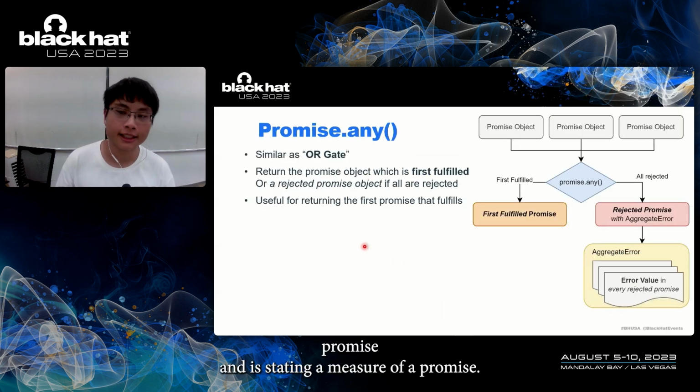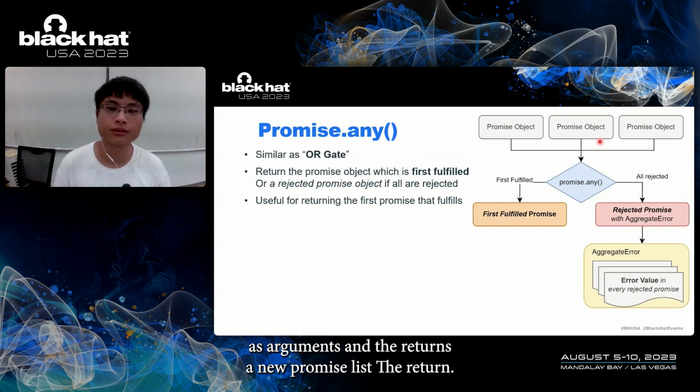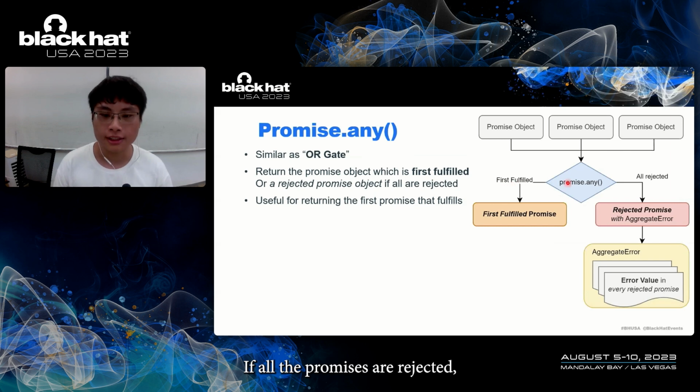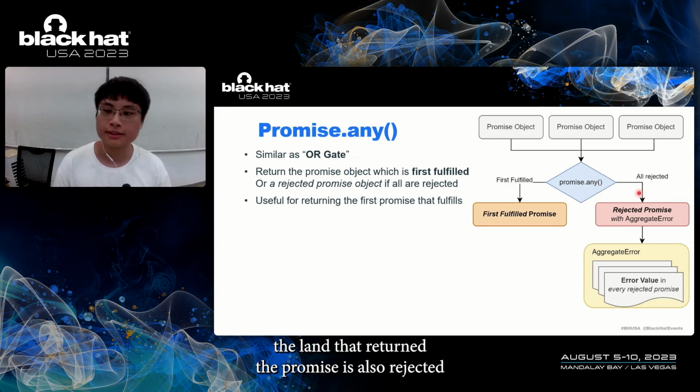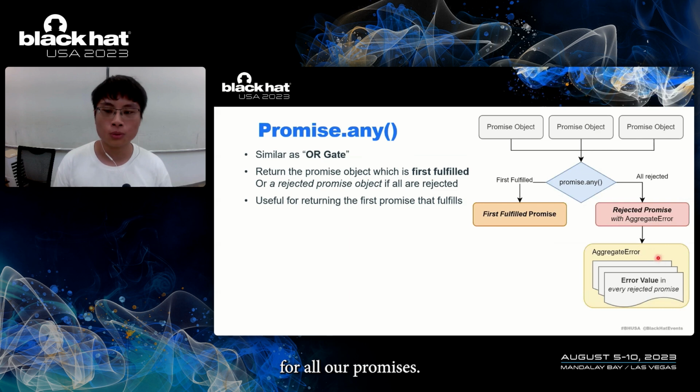Promise.any is a static method of promise. It accepts an iterable object, usually like an array of promises, as an argument, and returns a new promise. This returned promise is immediately resolved as soon as any one of the promises in the iterable is fulfilled. If all the promises are rejected, then the returned promise is also rejected, and it includes an aggregate error object that contains the errors from all the promises.